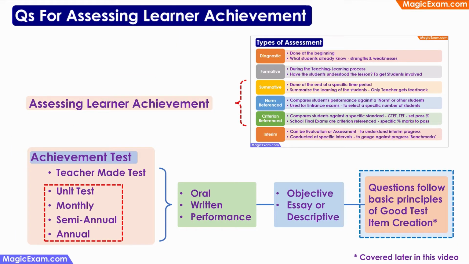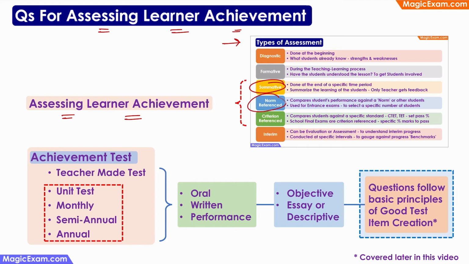After the teaching learning process is completed, then you are trying to assess the learner's achievement. What have they learned in this chapter? What have they understood? So here you are doing assessment of learning. And in the previous video, we discussed the various types of assessment. So if you are trying to assess learner's achievement, that is, if you are trying to do assessment of learning, then you can use summative assessment.